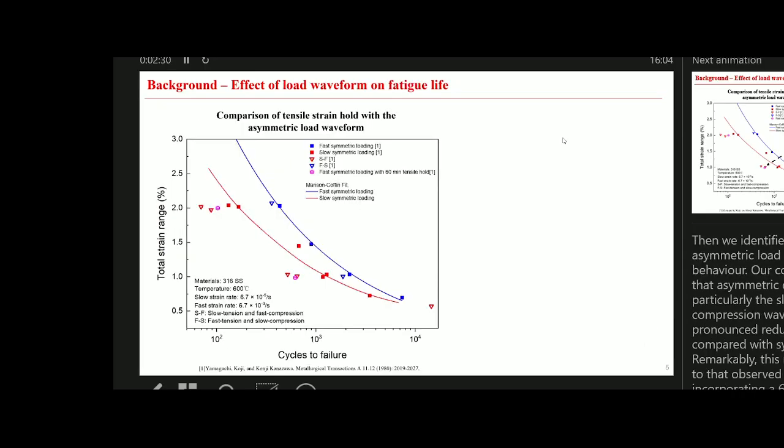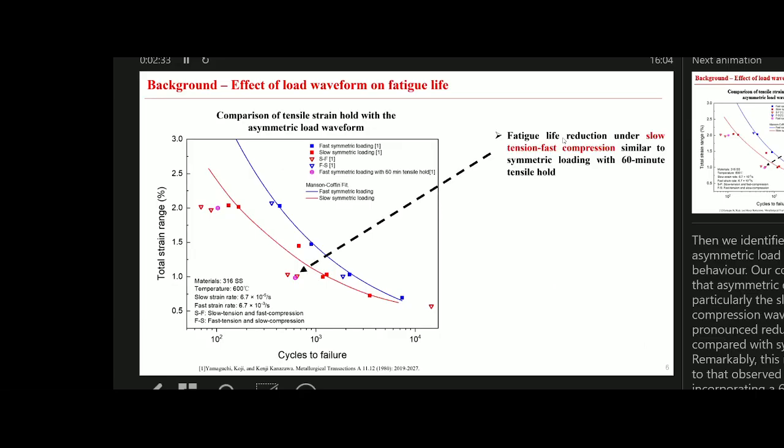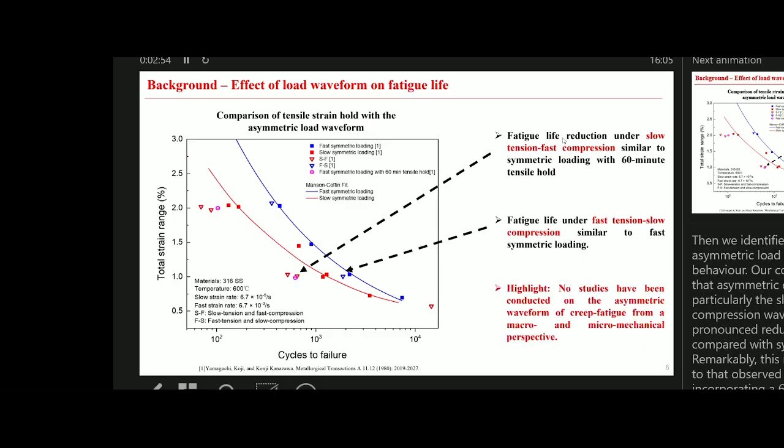And then we find an interesting phenomenon when the asymmetric load waveform was used. First, when slow tension fast compression was used, we can see a relatively lower fatigue life compared to the fast symmetric loading and slow symmetric loading. Remarkably, the fatigue life reduction under such a condition is similar to the symmetric loading with 60 minutes tensile hold. In contrast, when fast tension slow compression was used, the fatigue life didn't reduce compared to the slow tension fast compression. To our knowledge, no studies have been conducted to understand such behavior from both macro and micro mechanical perspectives.